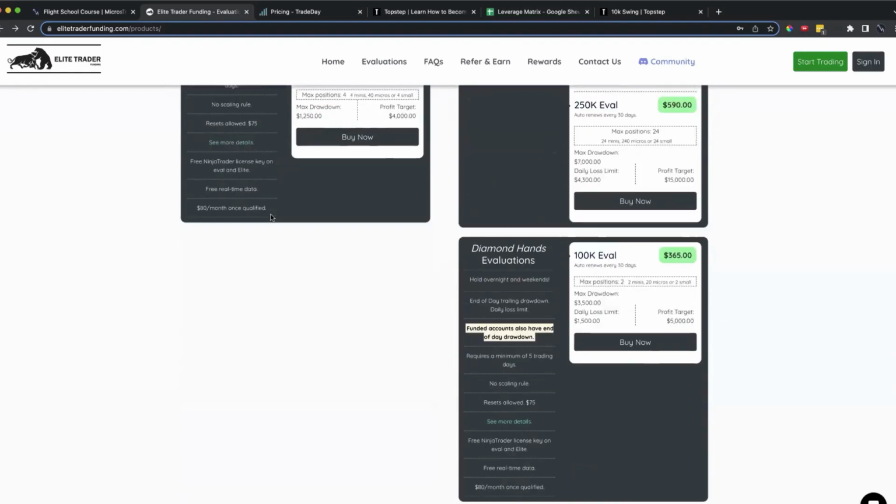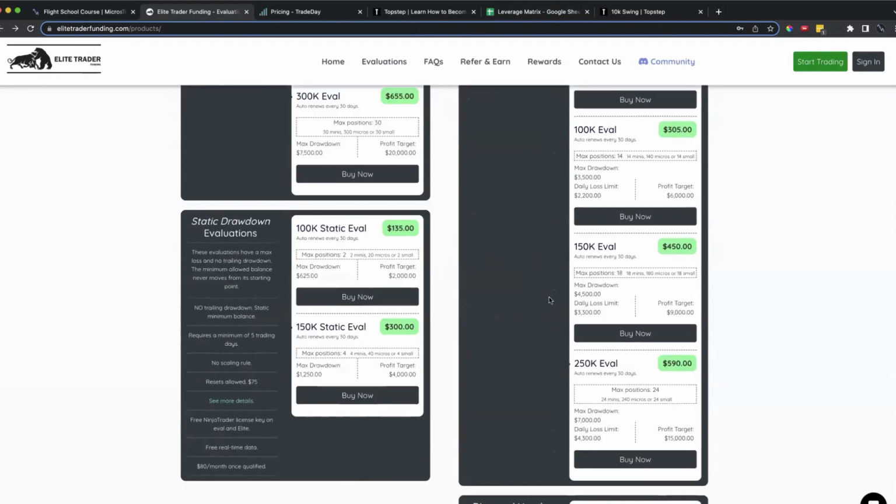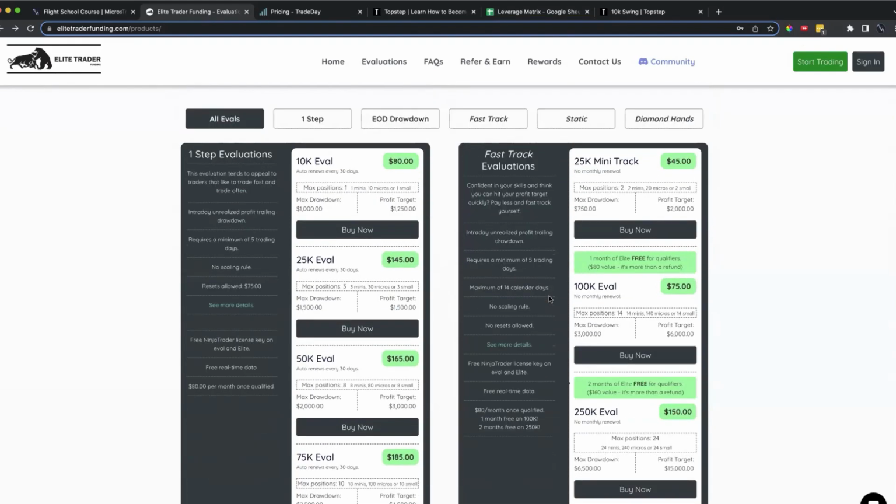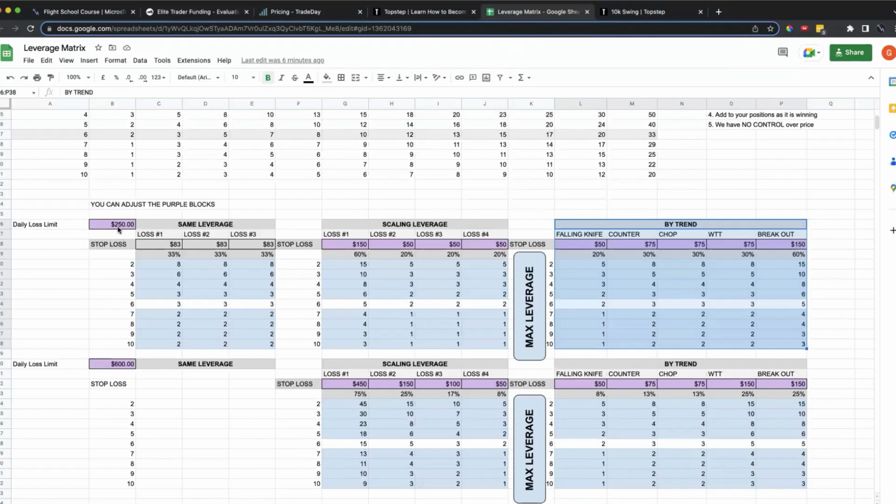So yeah, I don't even know what this diamond hands is. I haven't even looked at it. Whatever. It doesn't matter. What really matters is knowing what your max drawdown is, dividing that out amongst a number of days, and using your leverage matrix to stay within the matrix and require at least 3 full losing days to blow your account. I just can't envision with our system that would happen.